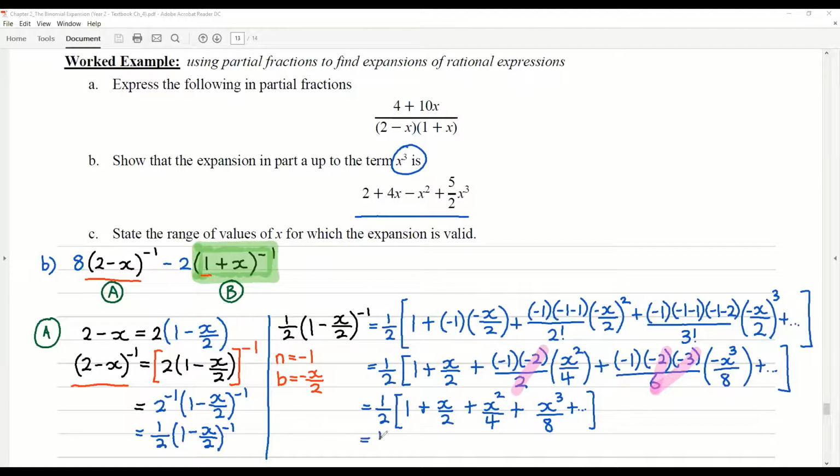And the final step, let's multiply all this by 1/2. So this is going to give us 1/2 plus x over 4 plus x squared over 8 plus x cubed over 16 plus some more terms if needed.